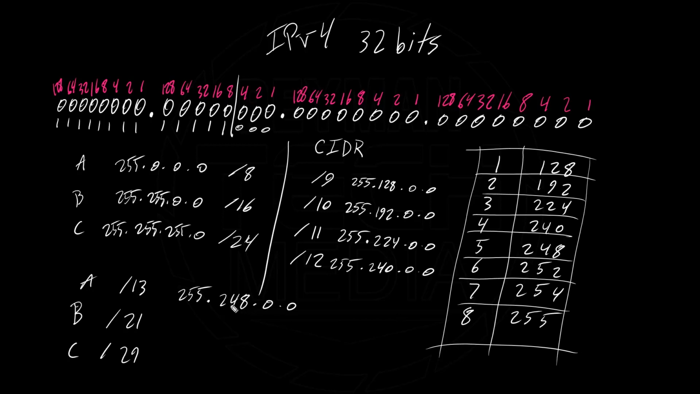You see, 5 bits borrowed because, again, the default subnet mask is 8. Now it says 13. We know this is a classless subnet mask. It's not a default subnet mask. They borrowed 5 bits, correct? So anytime we borrow 5 bits, it is 248.